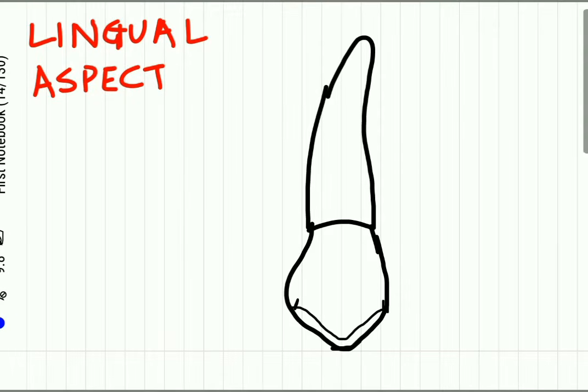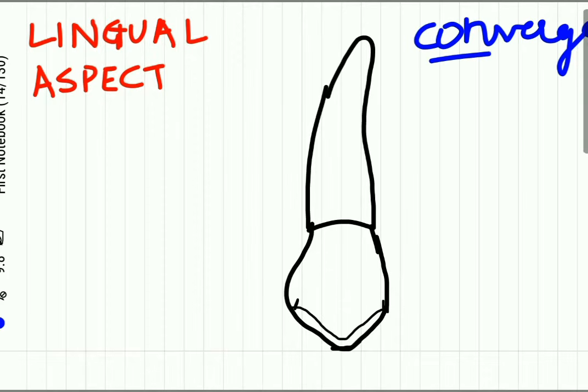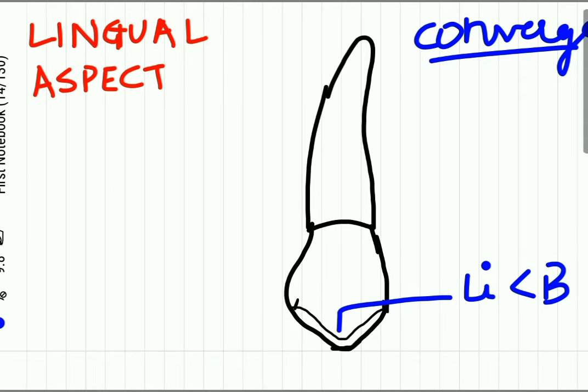Now, talking about the lingual aspect of the maxillary first premolar, lingually the crown and root converge. So, the mesiodistal diameter of the maxillary first premolar lingually is less than that on the buccal aspect. Now, the lingual cusp of the maxillary first premolar is shorter than the buccal cusp. This is a very important differentiating point.